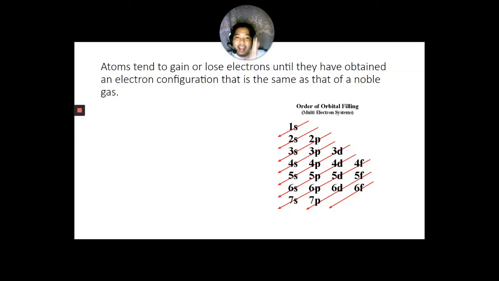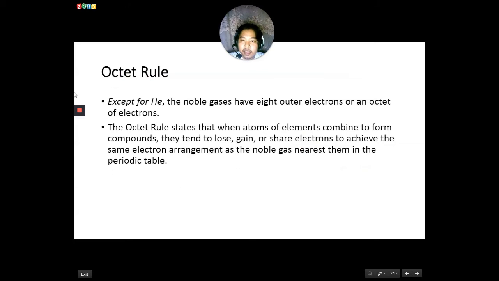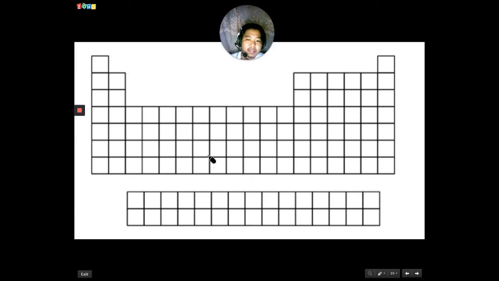Meaning, parang meron silang idol. Si noble gases, mula kay helium until oganesson. Sa last part ng periodic table, gusto nila yung gayahin. So that they would be as stable as the noble gases. So they tend to lose or gain an electron. And to achieve that, they are following the Octet Rule. So what do we mean by Octet Rule? Very simple. Again, gusto nilang makuha yung ganitong configuration.